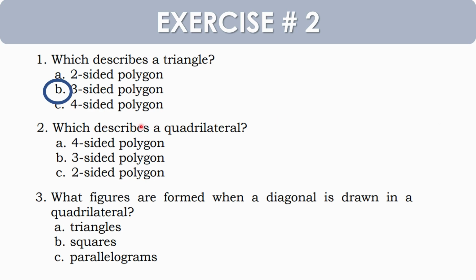Number 2, which describes a quadrilateral. A, four-sided polygon. B, three-sided polygon. Letter C, two-sided polygon. What's the correct answer? Excellent! That's letter A, four-sided polygon. And for number 3, what figures are formed when a diagonal is drawn in a quadrilateral? Letter A, triangle. B, square. C, parallelograms. The correct answer is letter A, triangles. Very good. Next.